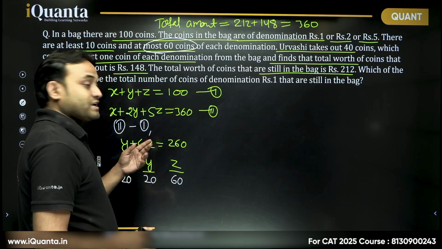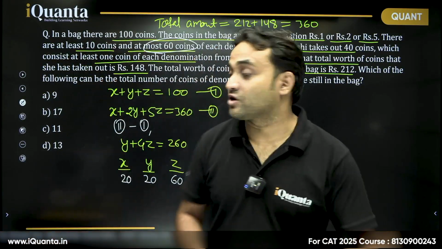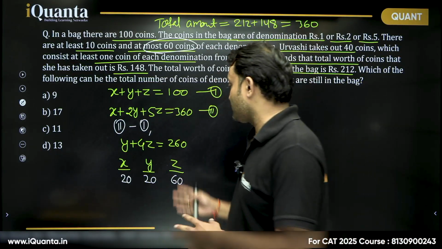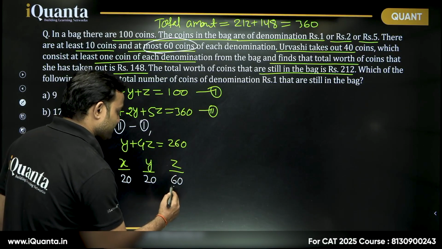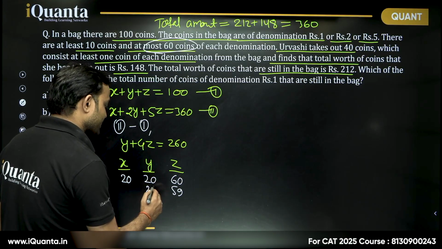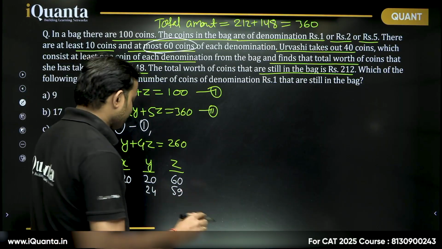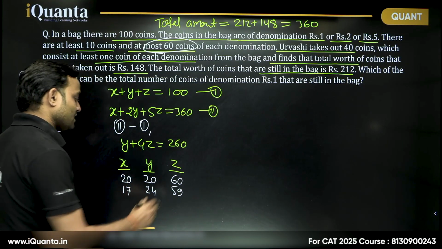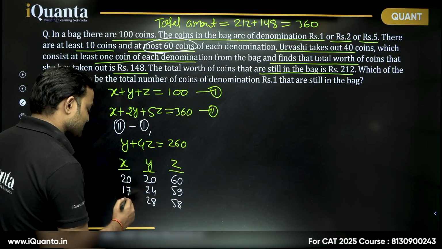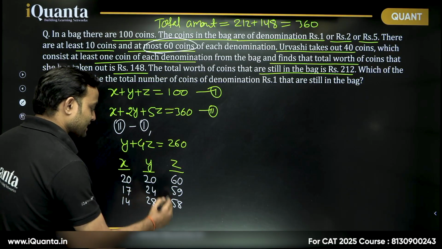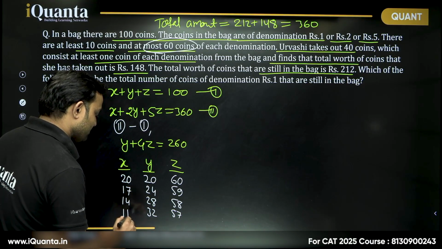Now, we can reduce the value of Z with the coefficient of Y and increase the value of Y with the coefficient of Z. This is the nature of the values of the variables in integral solutions. So if I put the next value of Z, which is 59, Y will be 24 and X will be 17, since 24 plus 59 is 83. The next value we can take is 58. This will be 28 and this will be 14. Then again, the next value we can take here is 57. This will be 32 and this will be 11.